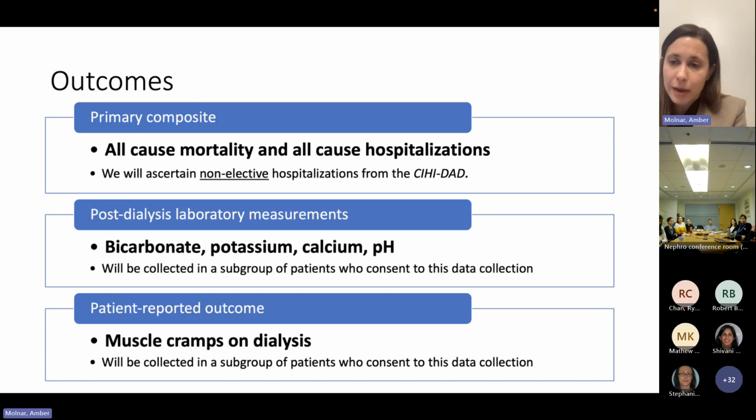We have an established method for this because this outcome is already being collected as part of the DIAL-MAG trial. And there is some data, mind you, not terribly robust, to suggest that a higher dialysate bicarbonate might increase the risk of muscle cramping, and this might be mediated through that lower ionized calcium concentration that can occur with a higher dialysate bicarbonate concentration.